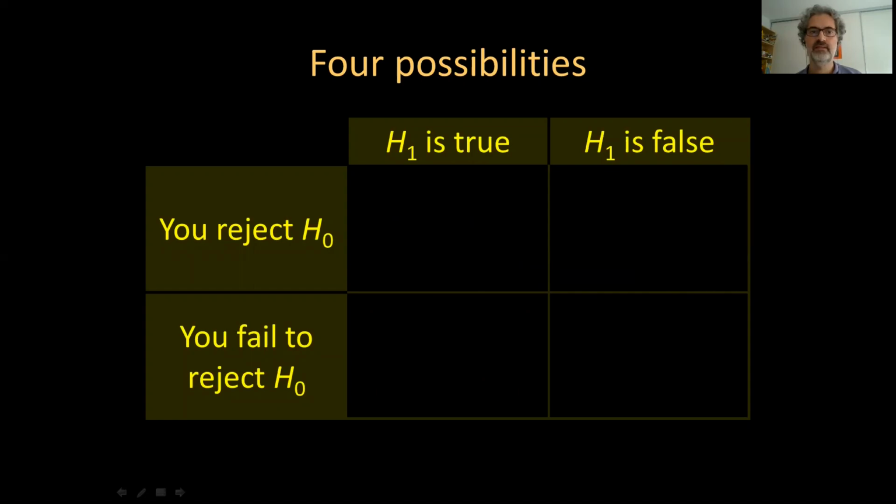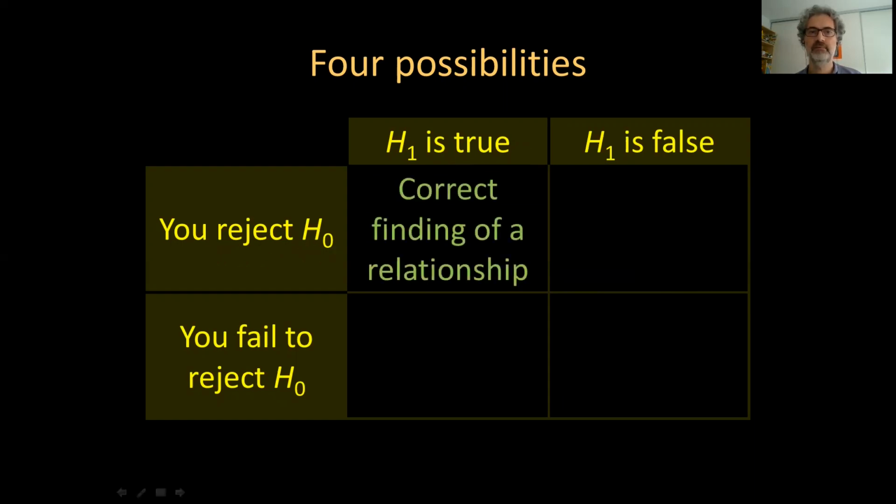The first case is when the null hypothesis is false. That is when your research hypothesis is true, the alternative hypothesis is true, and your data lead you to reject the null hypothesis. In this case, you have correctly rejected the null hypothesis, and you are correctly reporting a relationship.